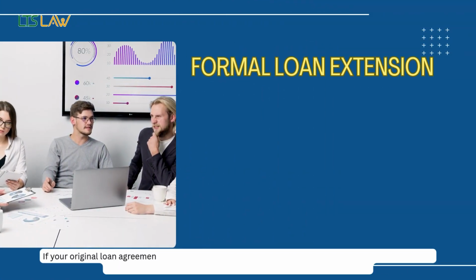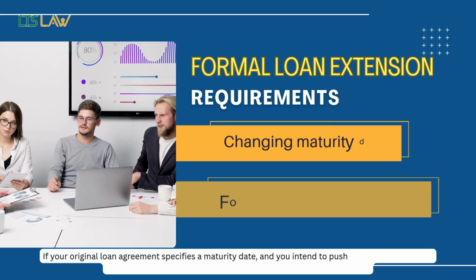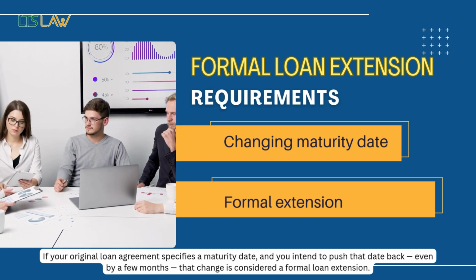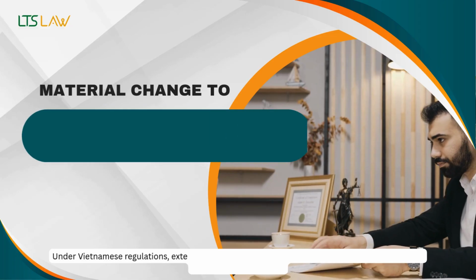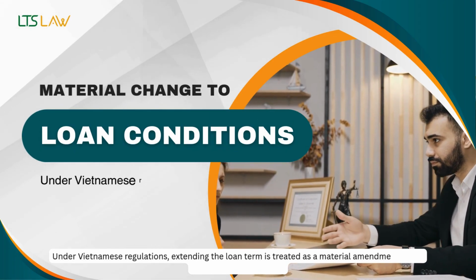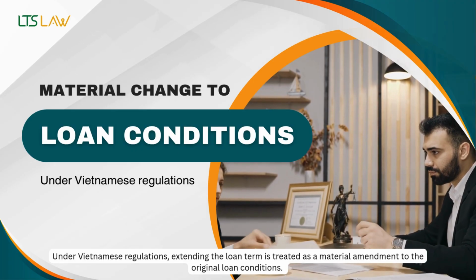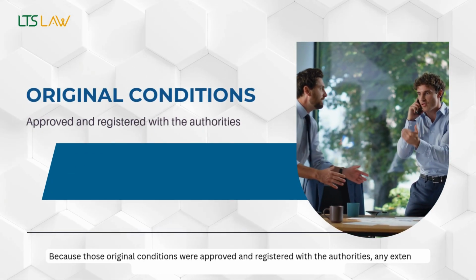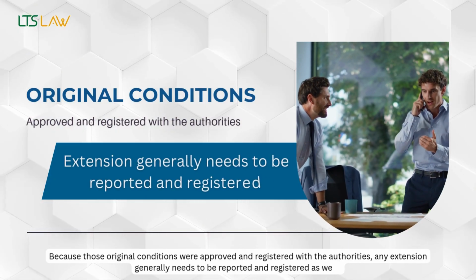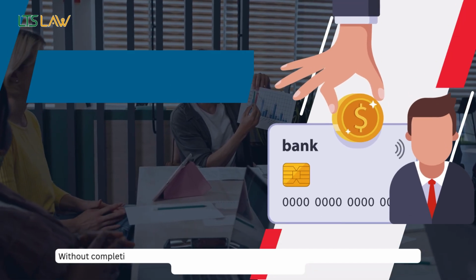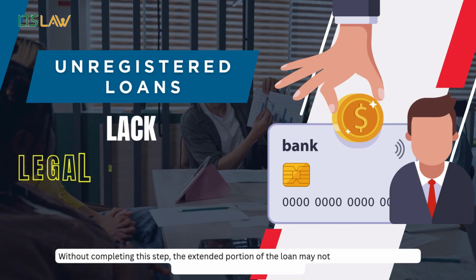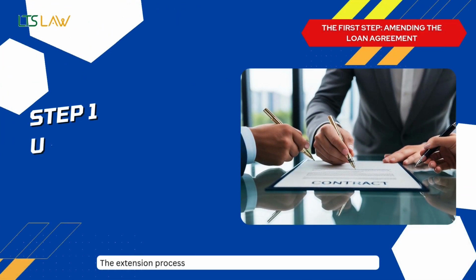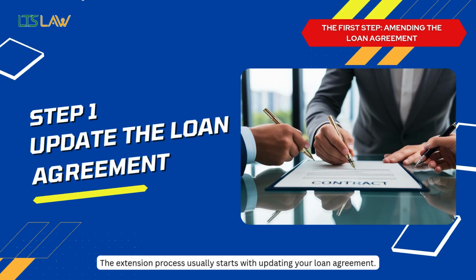If your original loan agreement specifies a maturity date, and you intend to push that date back, even by a few months, that change is considered a formal loan extension. Under Vietnamese regulations, extending the loan term is treated as a material amendment to the original loan conditions. Because those original conditions were approved and registered with the authorities, any extension generally needs to be reported and registered as well. Without completing this step, the extended portion of the loan may not be fully recognized for regulatory and banking purposes. The extension process usually starts with updating your loan agreement.